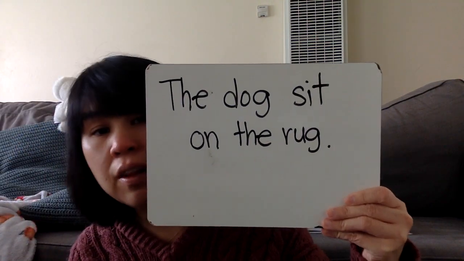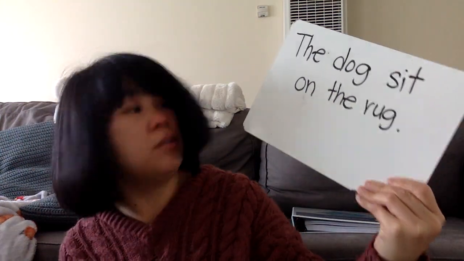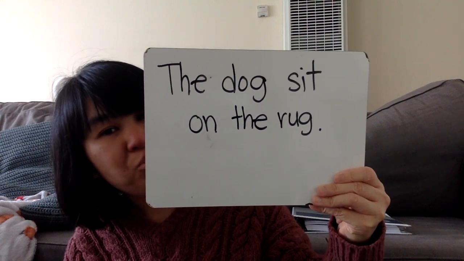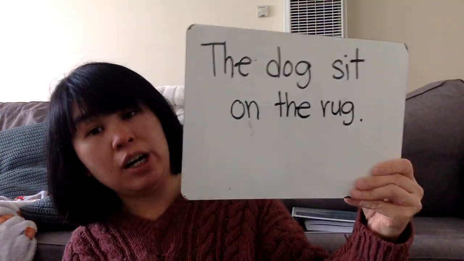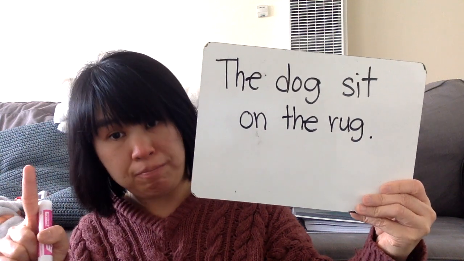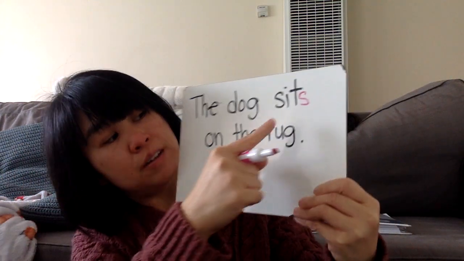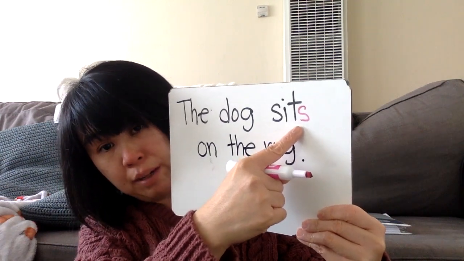I'm going to talk about a dog, and he sits on the rug. Okay, so the dog sit on the rug. How many dogs are in the story or sentence? Sorry. Yes, there is only one dog. So if there's only one, I need an S at the end of my verb. If there is only one, I need an S at the end of my verb.